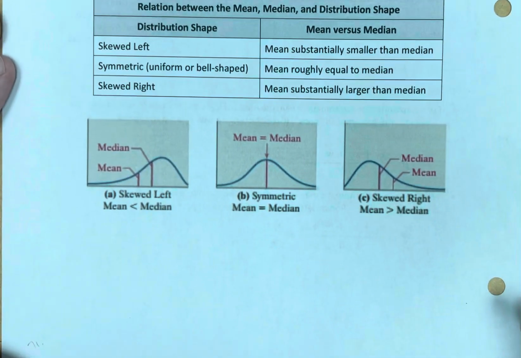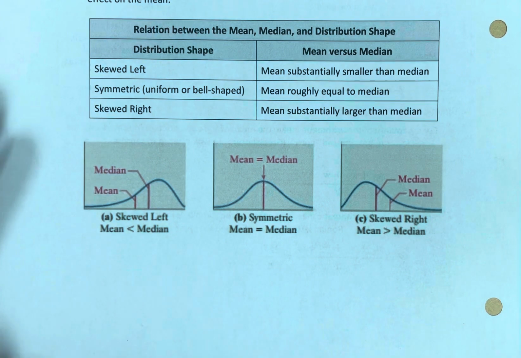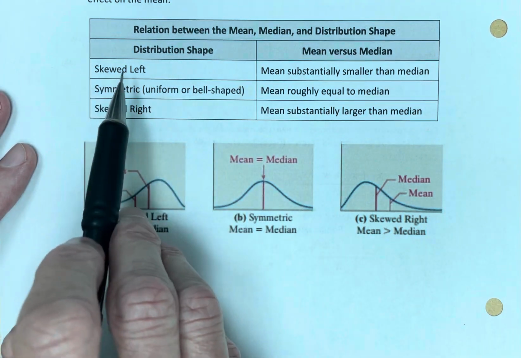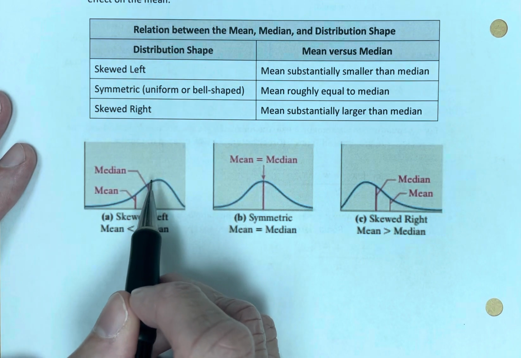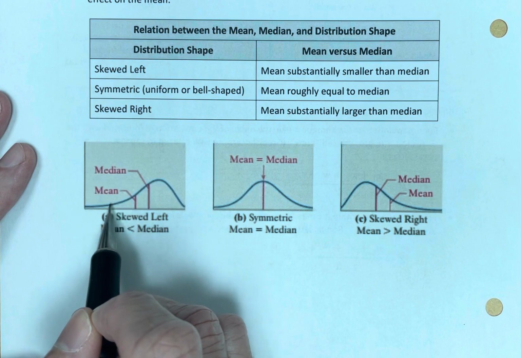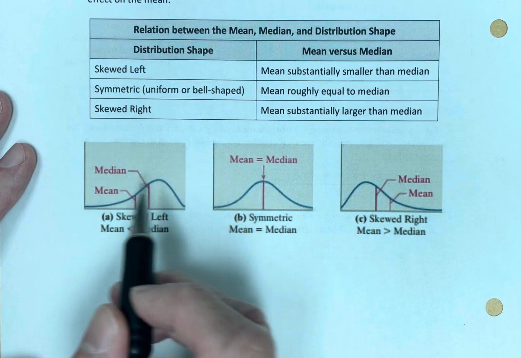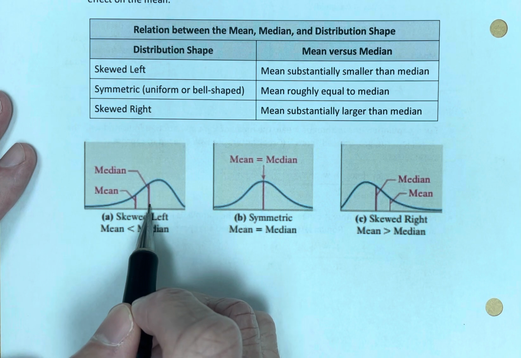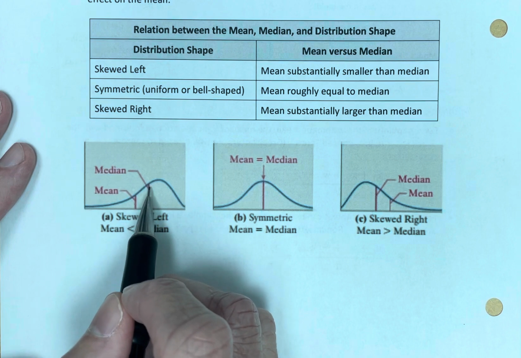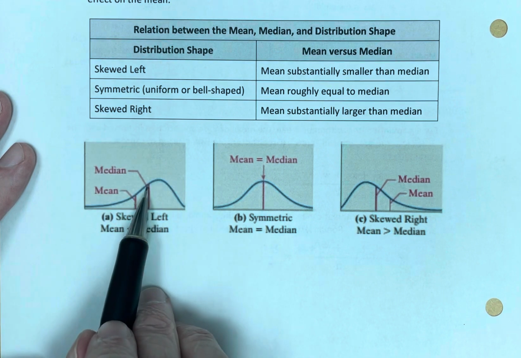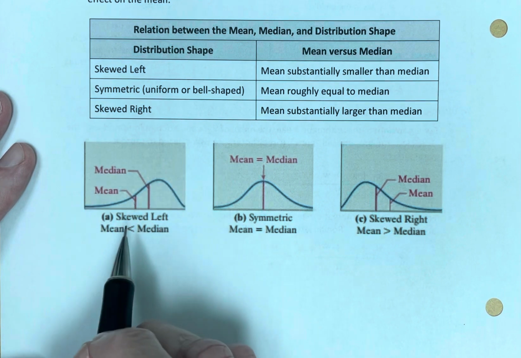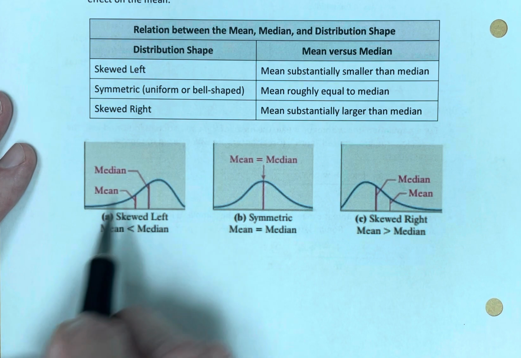Okay, so let's take a look at the relationship between that information and the distribution shape, which we've talked about. If we're skewed left, remember that means it's not symmetrical, and our tail goes to the left. The mean turns out to be smaller than the median. The median is resistant, the mean's getting pulled toward those extreme values. So the mean is less than the median if it's skewed left.